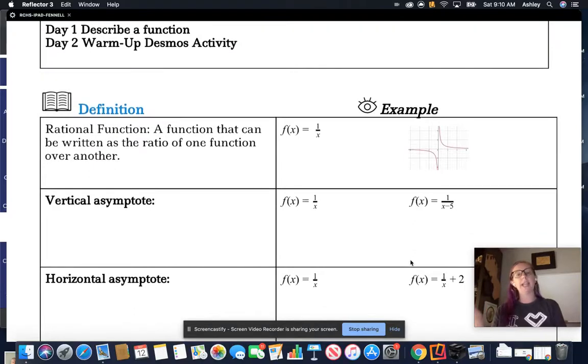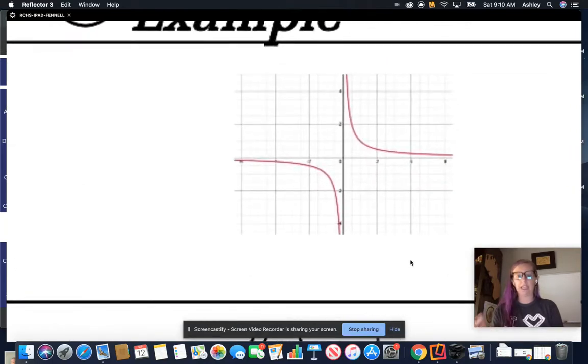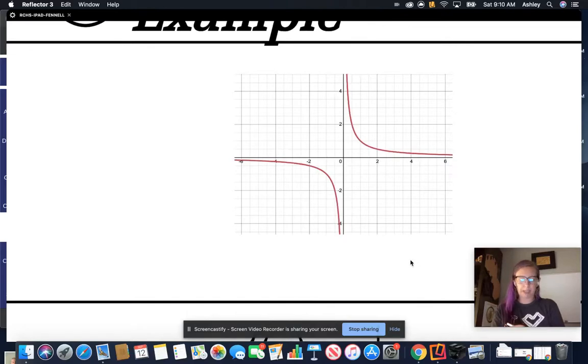All right, so what is a rational function? A rational function can be written as a ratio of two functions. So in other words, it's a fraction. Basically, in our typical rational function, we have some number over a variable x. If we have the function f of x equals 1 over x, it ends up graphing like this right here.